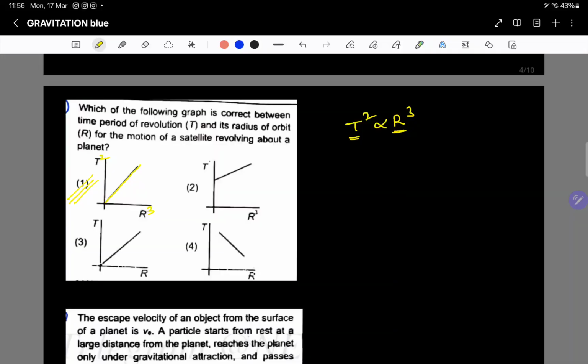If the T-R relation is given, then T is directly proportional to R to the power of 3 by 2. It is more than 1, so it is nothing but an upward parabola. For example, if the T-R graph is given, it looks like an upward parabola. But here T square and R cube are given, students. So the T-R graph as a straight line is wrong. I think everyone is clear.